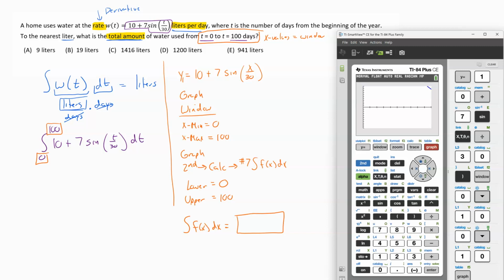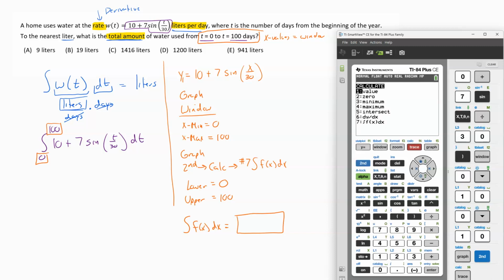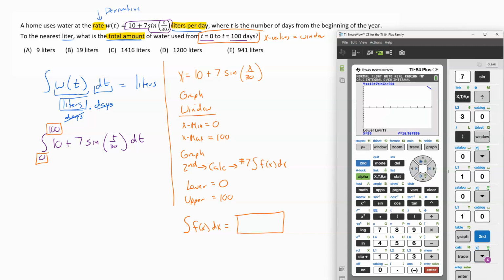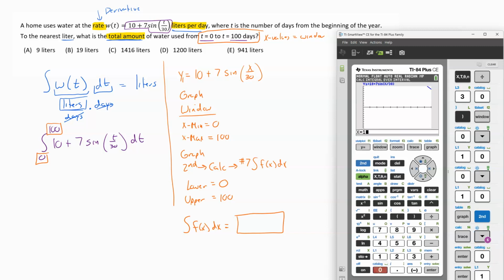So from there, I'm going to go second, choose that Calc menu, which is the button above Trace at the very top, and then inside that menu I'm going to choose the number 7 option, integral of f of x dx. I hit enter on that, and at the bottom of the screen it's asking me for my lower limit. So the lower limit on this problem was our lower bound, that would be 0. I type it in and then hit enter. Then it asks for the upper limit. So then I do the same thing. I type in 100 this time. That's my upper limit. I hit enter.